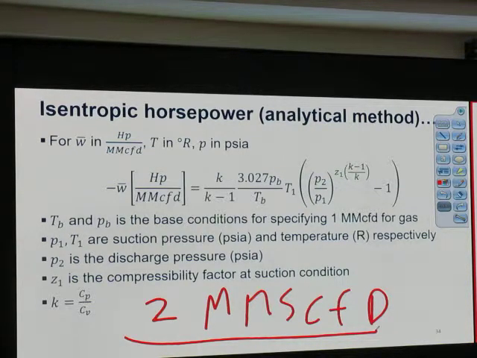Why do I say that? Even though it's a unit of volume, it is the volume at 60 Fahrenheit and 14.65 psi for Texas. So it's a volume at a certain condition. So that volume at that condition is constant mass.